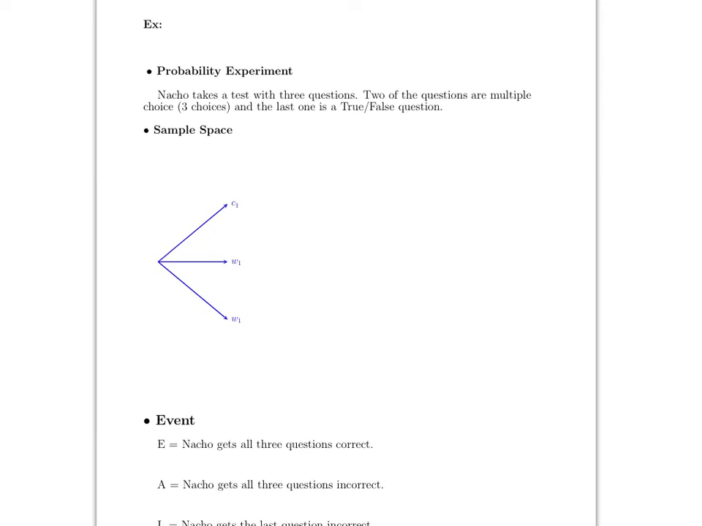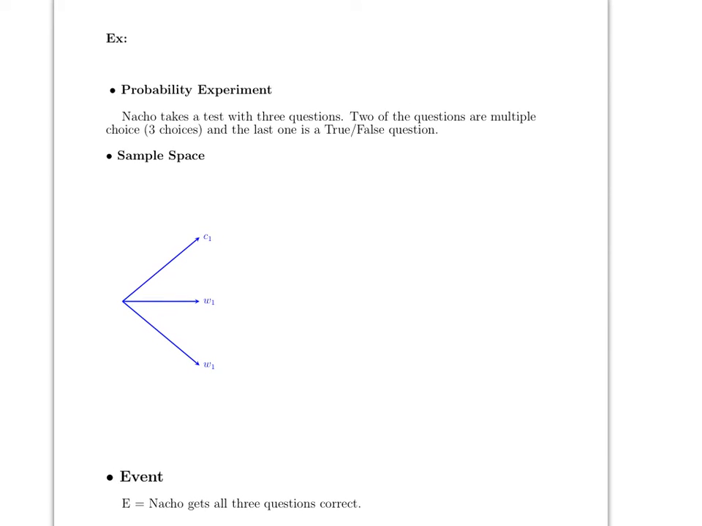Let's try another very similar example. Let's say that Nacho takes a test with 3 questions. The first 2 questions are multiple choice, which means he has 3 choices, and the last one is true or false, which means only has 2 choices. In this case, unlike the previous example, the tree is not complete.